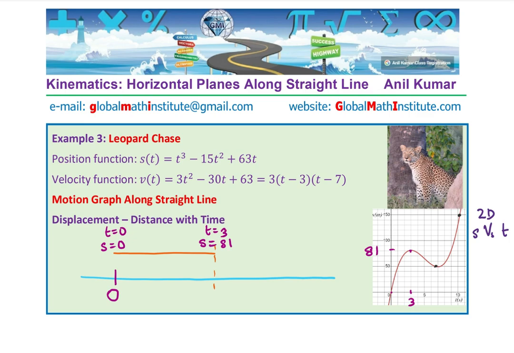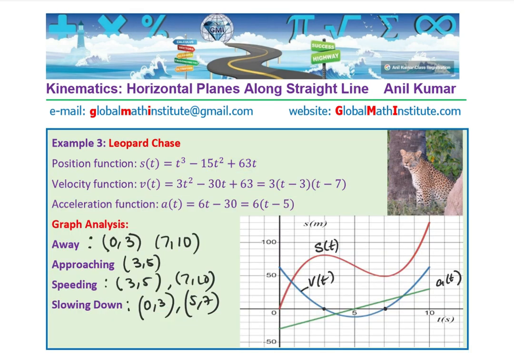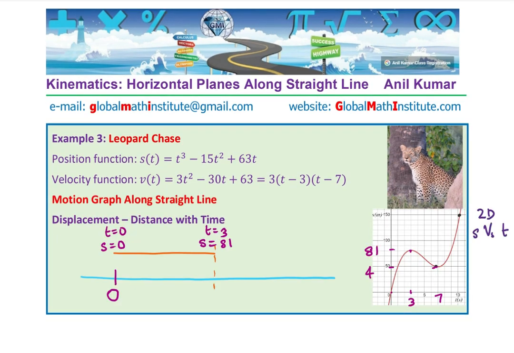Now at this instance of time, the leopard changes direction, and from 3 to 5 it is approaching, right? So for these 4 seconds, it comes down to a place where the distance from the starting point, or we should say displacement, is I think 41 or 49. Let's check. We calculate this as 49. Okay. So it was 49. So it comes back.